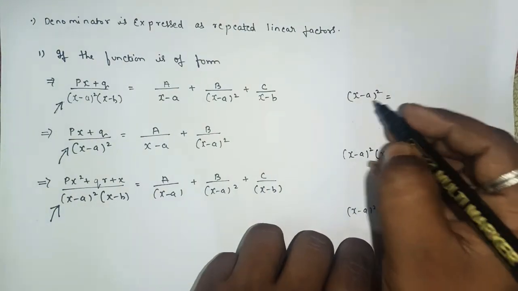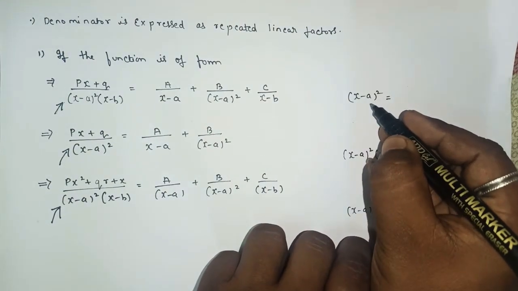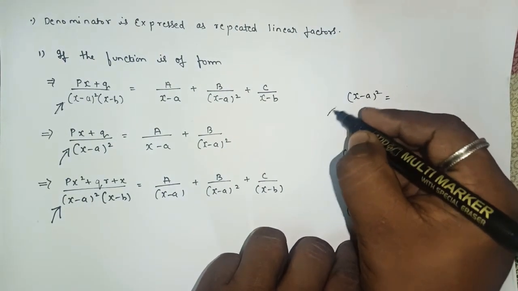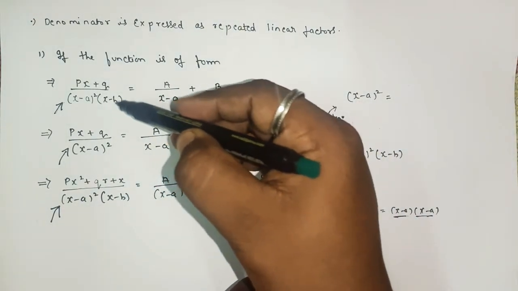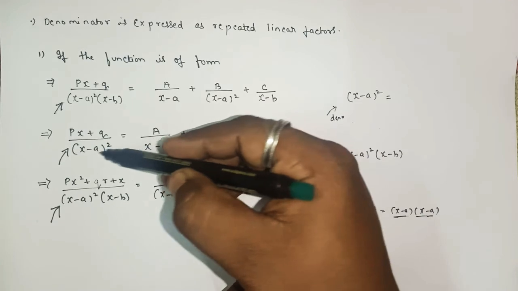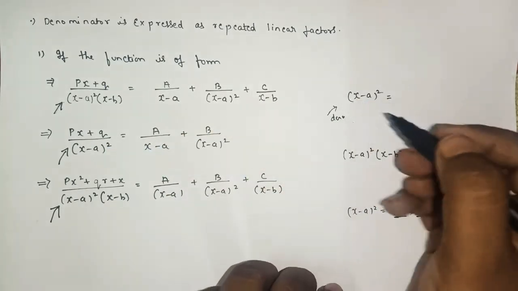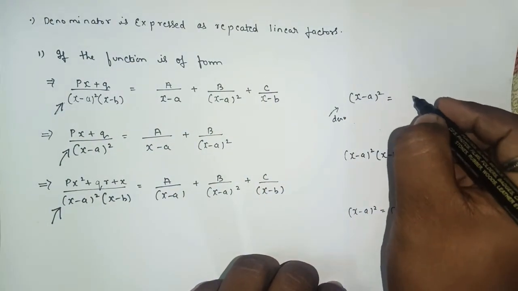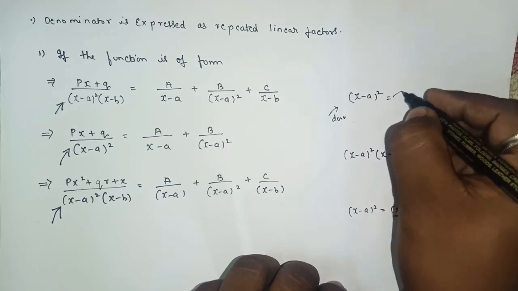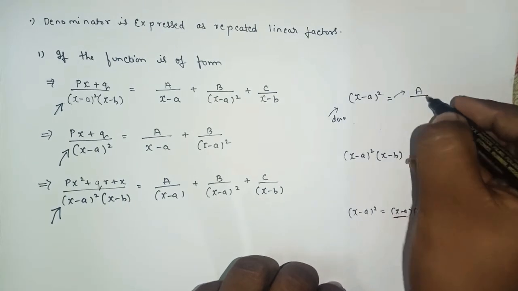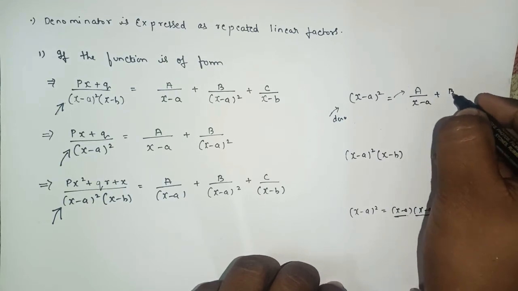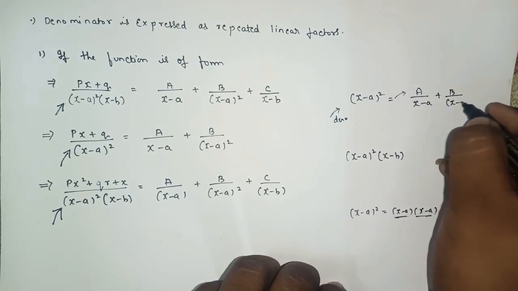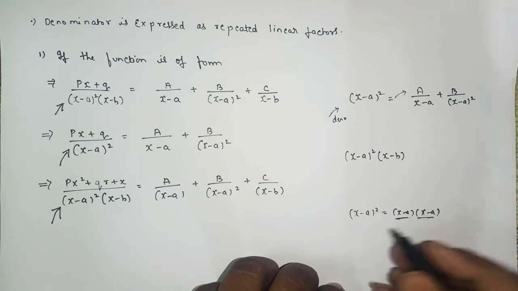So here I will explain. x minus a the whole square, if it is there in the denominator without this linear factor, if you have only x minus a the whole square, so it can be written as what? First A upon x minus a you will write, then B upon x minus a the whole square.